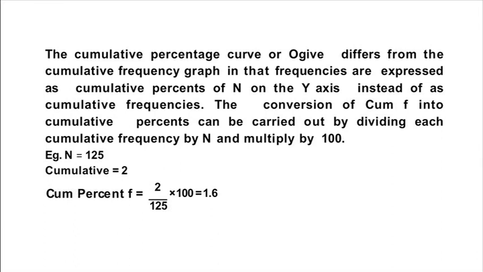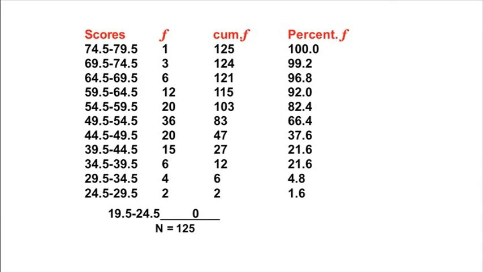What I have said is that the conversion of cumulative frequency into cumulative percent can be carried out by dividing each cumulative frequency by N. Cumulative frequency is 2, N is 125, and multiplying by 100, it is 1.6. So, the class interval whose cumulative frequency is 2 will have a cumulative percentage frequency of 1.6. It will vary on the number of cases, that is, what your N is.